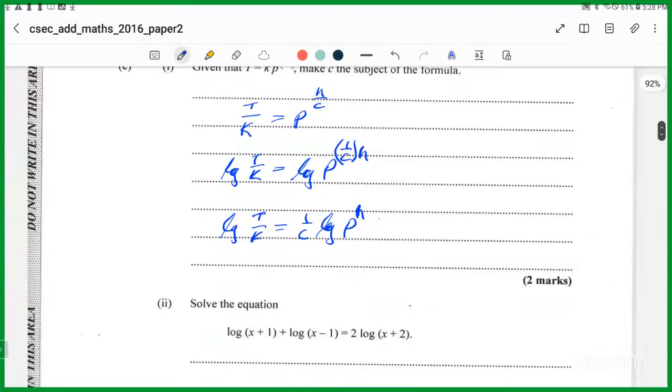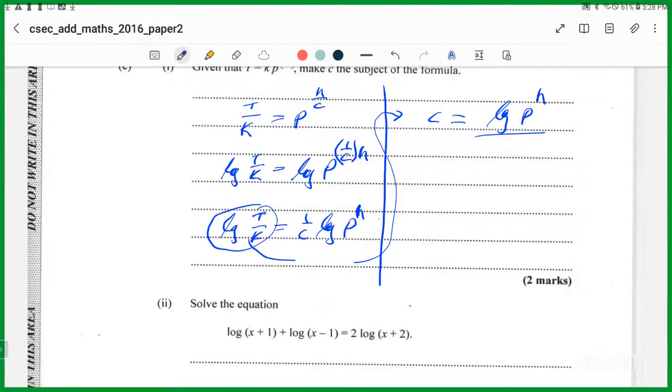And I want to make C the subject, so we can basically take it and multiply it up here and then take this and divide it under. We're going to multiply up the C, and we get C equals this log expression, which is the log of P to the H over the log of T over K, when you divide it under. And that makes C the subject.